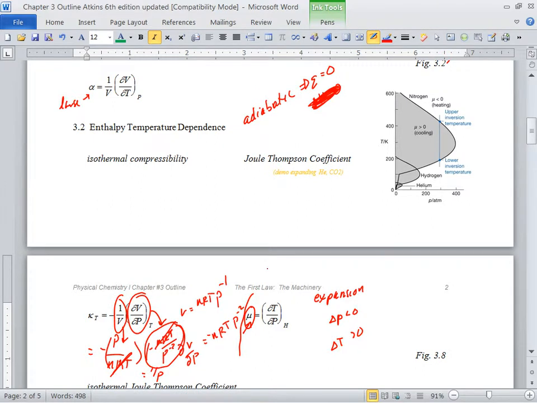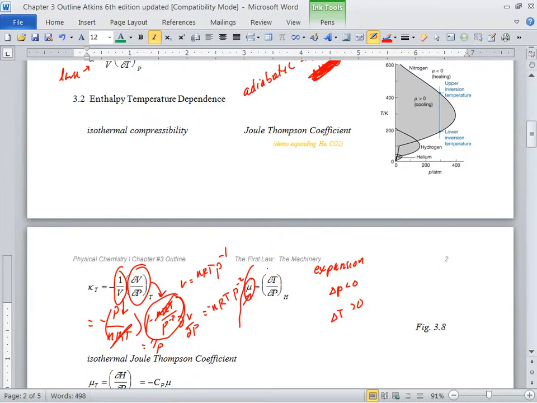It's hard to read this. But some gases will have negative Joule-Thomson coefficients. If you expand and delta P is less than 0, but the thing actually gets colder, so the final temperature is lower than the initial temperature, then my Joule-Thomson coefficient would be positive. Okay. So an example of something that has a positive Joule-Thomson coefficient is carbon dioxide.